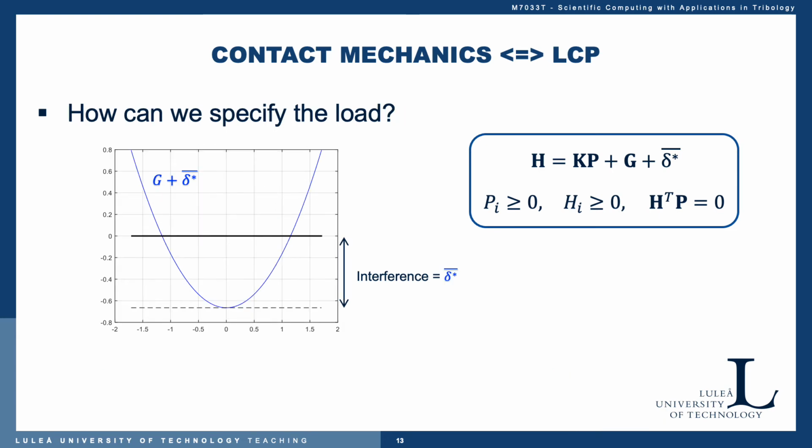Here we have a case where the interference is actually negative, so delta star bar is a negative number, meaning that in combination with this parabolically shaped undeformed gap G, we have a starting point for a non-trivial solution P and H of the complementarity problem. But how can we specify the load? This is a question to you.